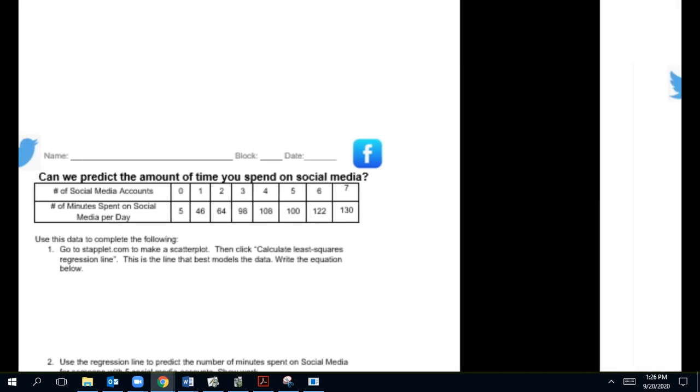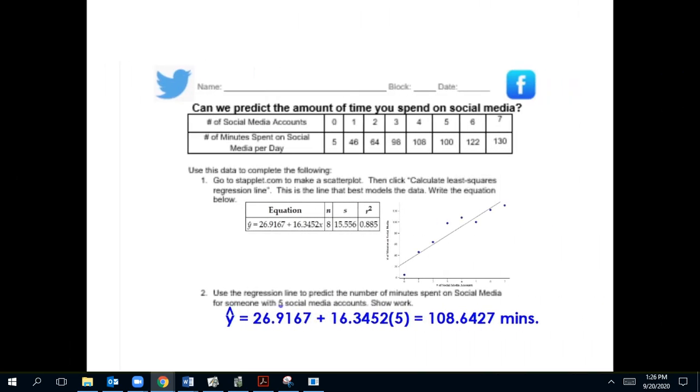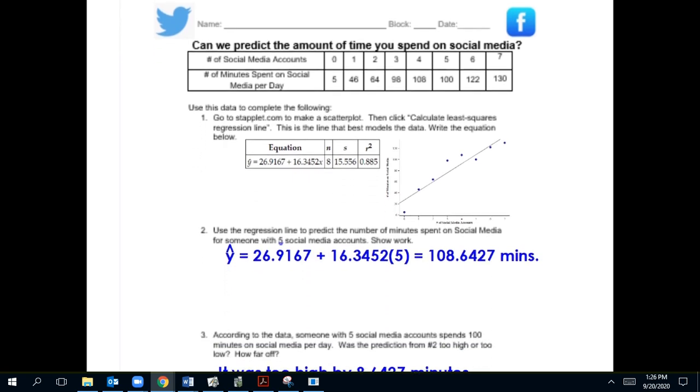Okay, so if you were able to do this in class or on your own, either way, you went to stepwell.com and made a scatter plot. We did this last class with this exact same data. And this time you clicked calculate least squares regression line. And so that is right here.